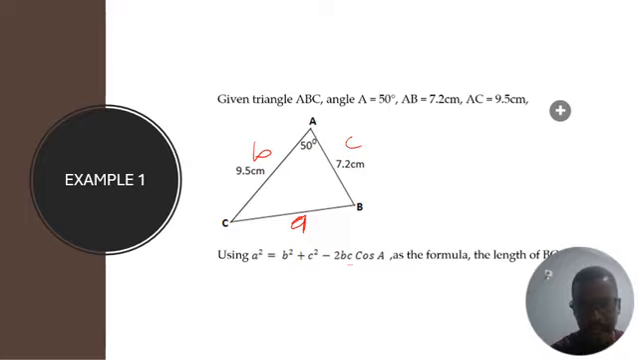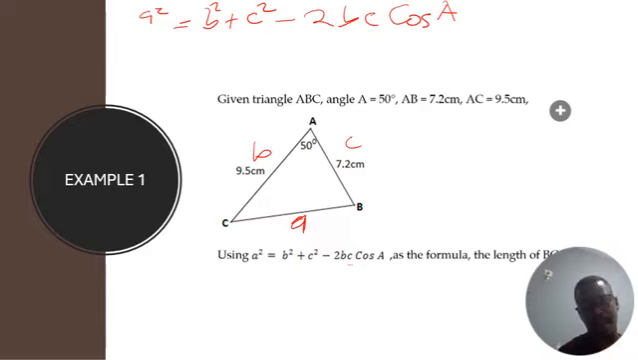BC, which means they want us to find A. So A squared will be equal to B squared plus C squared, in this case minus 2BC cos A. It's as simple as that.